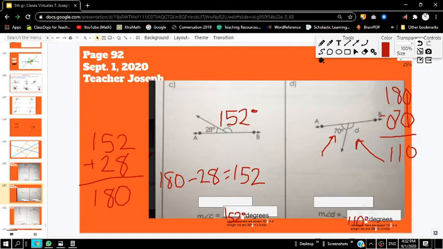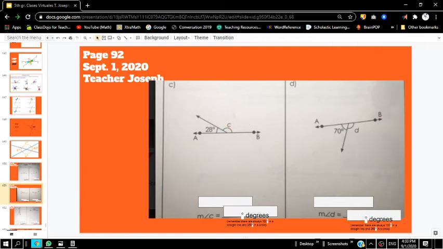110 degrees. Now you see here on the bottom, in really, really small print, it says, remember, there are 180 degrees in a straight line and 360 degrees in a circle. We're going to learn about that a little bit later on. 6th grade is actually learning about that right now. Let's go to letter E.